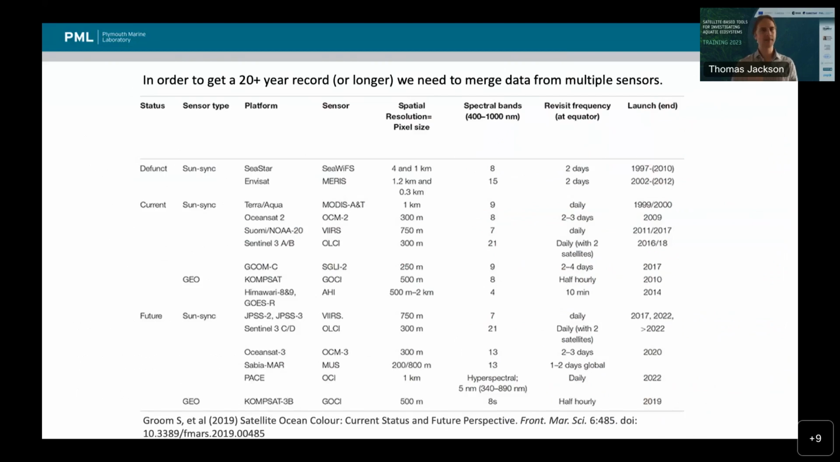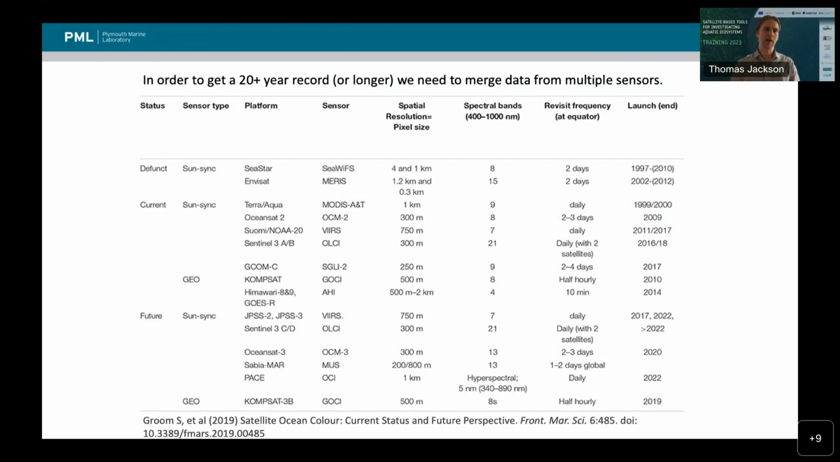Here's a list of ocean color sensors. Some of them are no longer running, such as SeaWiFS and MERIS. And I would consider MODIS now not really operational. It's a dying sensor. Current sensors on here include Sentinels 3A and 3B. And into the future, we would expect to see PACE and Sentinels 3C and 3D.